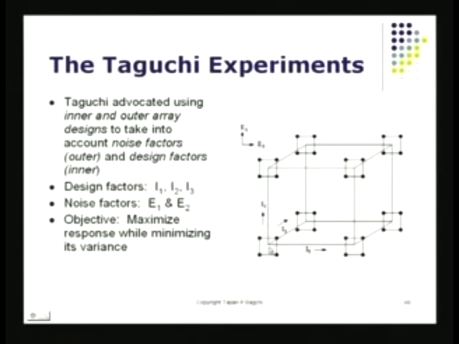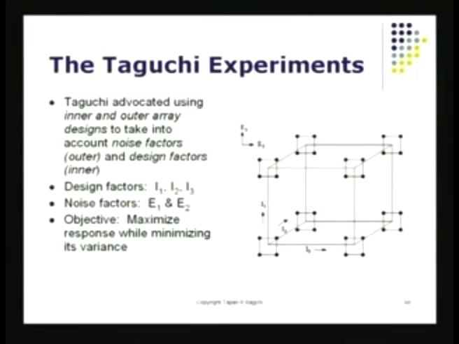I've got I1, I2 and I3, and I manipulate these at 2 levels each. The result is 2 times 2 times 2 again. I've got 8 possible variations of factor settings or treatments as far as design factors are concerned. There are 3 design factors and each can be set at 2 levels.